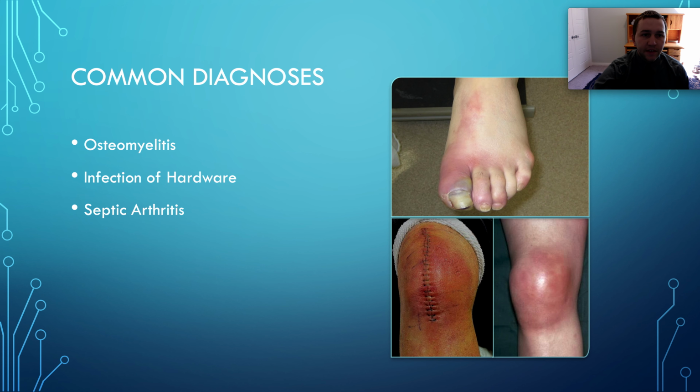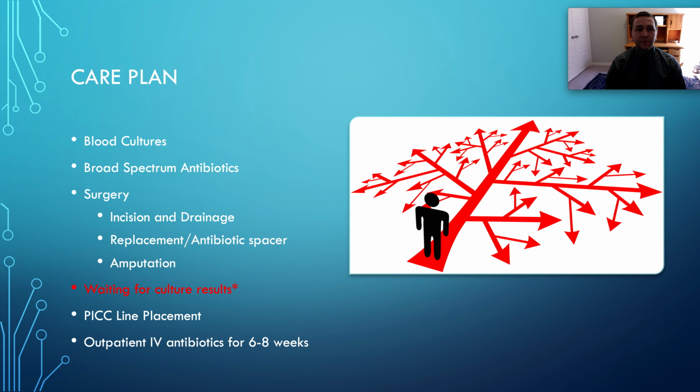So often the care plan that we see with these patients is they're going to draw blood cultures and then start on broad spectrum antibiotics. They'll most likely take them to surgery for an incision and drainage. They'll replace the knee hardware. They might even wait a little bit, and while they're waiting, they put in an antibiotic spacer. The patient can't bear weight on it while they're getting IV antibiotics for 6 to 8 weeks. Then they'll come back in and get the joint replaced. And then amputation is always some type of possibility, especially with osteomyelitis when you have necrotic tissue.